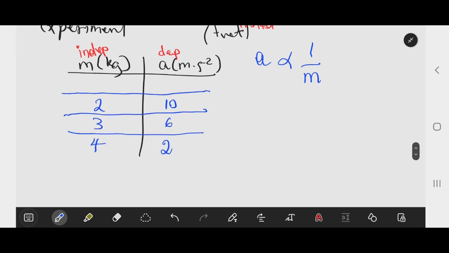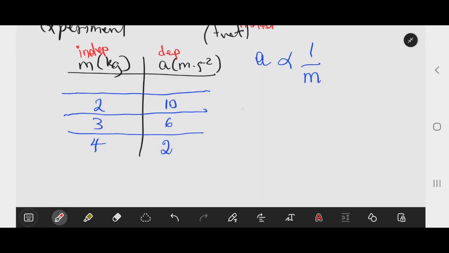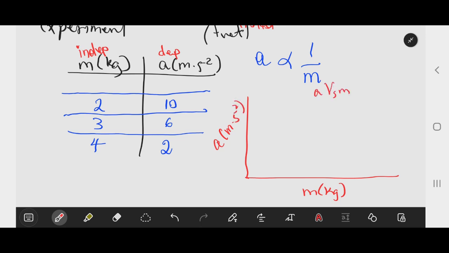So let us plot a graph from these results. On our x-axis, we will have the mass of the object in kg, since that is what we are changing and that is the independent variable, and the dependent variable will be the acceleration in meters per second squared. So that is the acceleration versus mass.